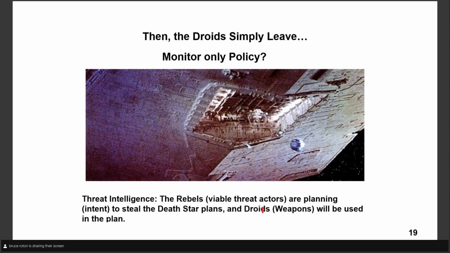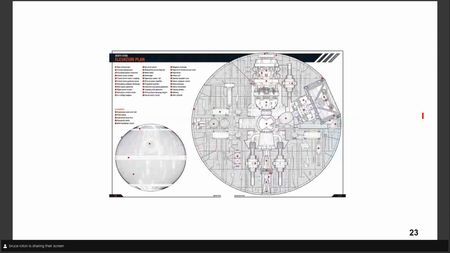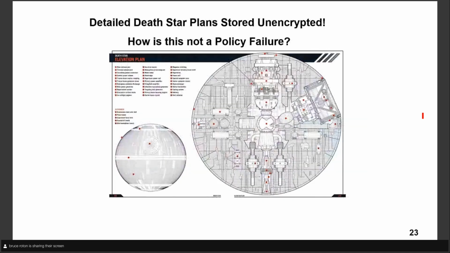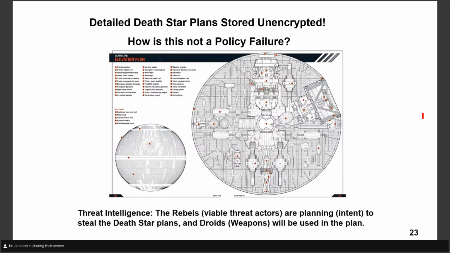The rebels, viable threat actors, are planning to steal the plans, and droids will be used. They would have known not to look for life forms on the escape pod. And of course, the Death Star plans were stored unencrypted. Again, a policy failure, but the lack of threat intelligence led to that. They should have been encrypted based on the fact they knew they were trying to steal them.